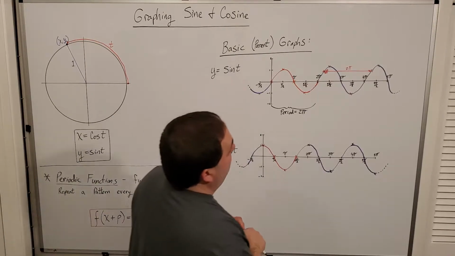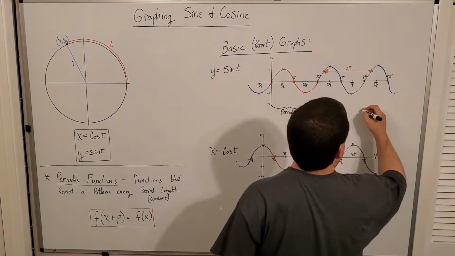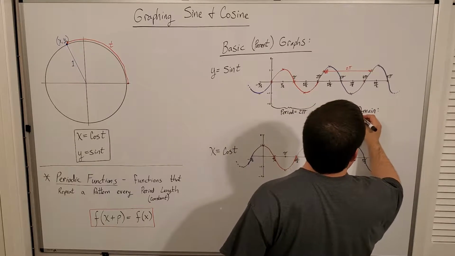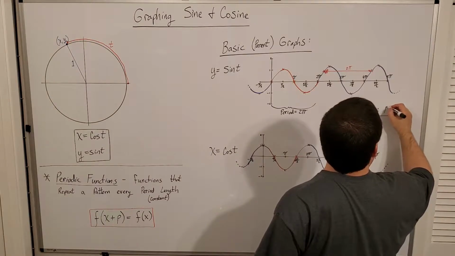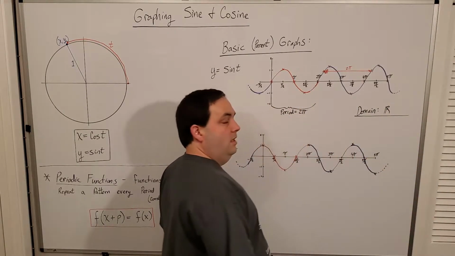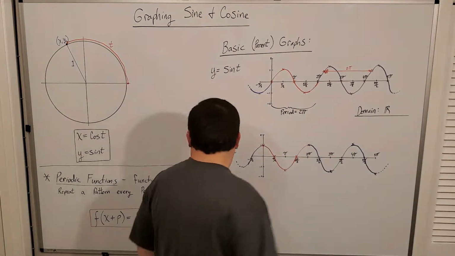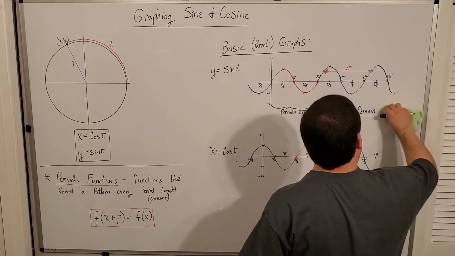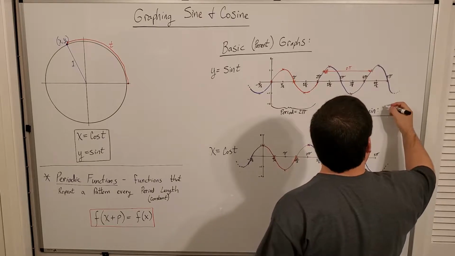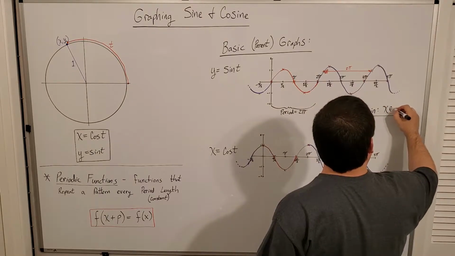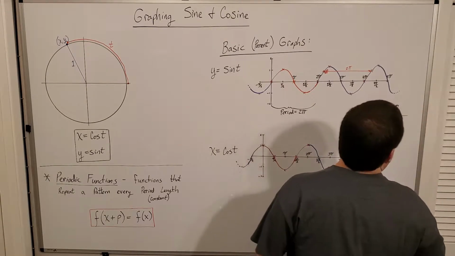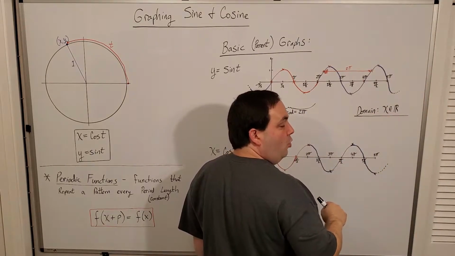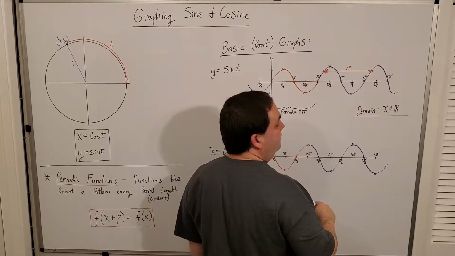Okay? Another thing to mention is the domain here. For both of these functions, the domain is the entire real number system. Let's get more technical here. The domain is the x values, right? So I have that x is an element of the real numbers. You can also write negative infinity to infinity if you're more accustomed to the interval notation.